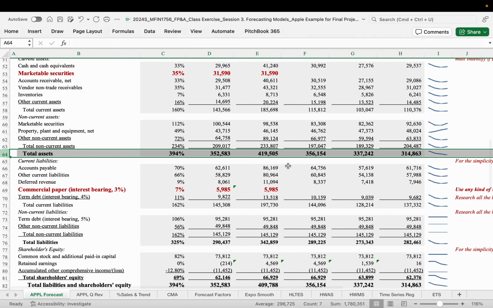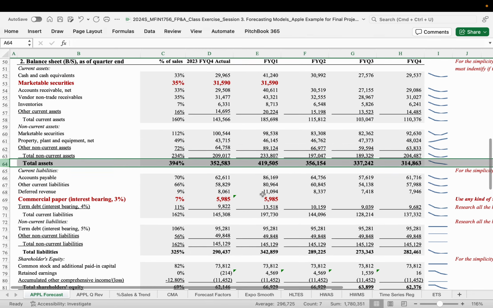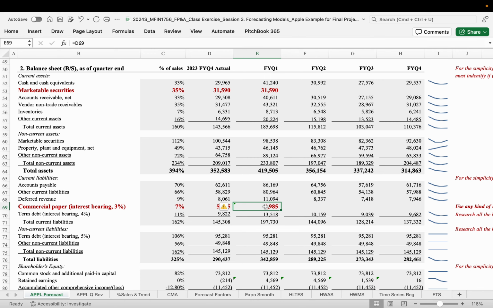You can remember this process in AFN for the long-term projections in the business strategy. So total asset 419 billion and 409 billion, right? So which one is bigger, right? The total asset is bigger, right? If the total asset is bigger, then we have to increase the commercial paper, right?